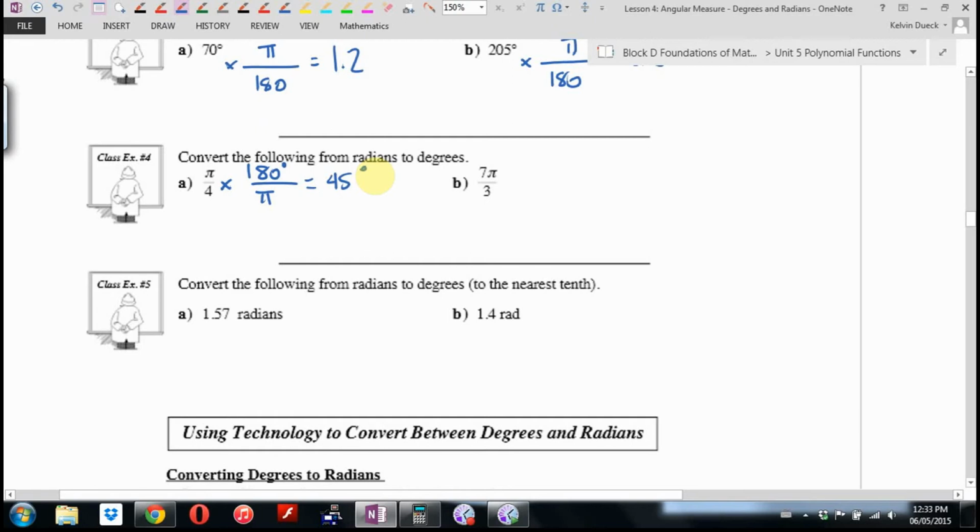Try B on your own, please. I want to go from radians. I want to end up in degrees. Try it on your own. I'll do it up here if you get stuck.